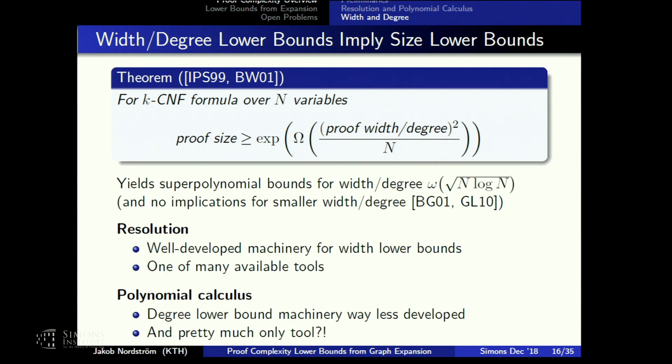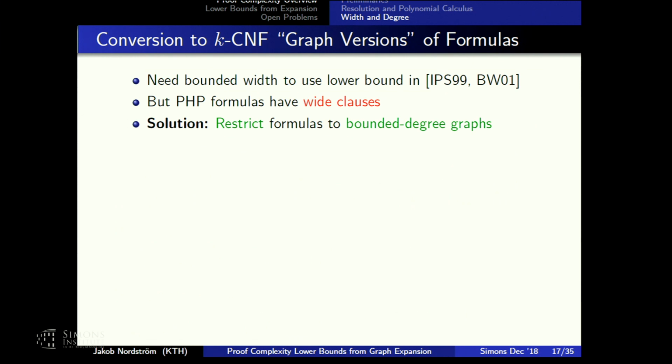And now, this is a key theorem. You can use it to prove most resolution lower bounds in the literature. There's a well-developed machinery to prove width lower bounds, and we also have lots of other tools for resolution. For polynomial calculus, there are two problems. Firstly, it's way harder to prove degree lower bounds. We're not very good at it. And secondly, this is sort of the only game in town. We don't have other good tools. So there are lots of nice open problems there.